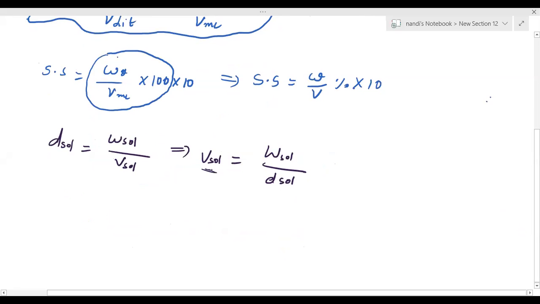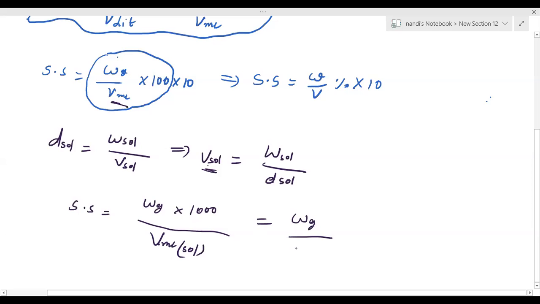So wherever V is there, I can substitute W by D solution. So here the volume term, I'm going to substitute in place of V, W by D solution. So strength of solution equals W grams of solute into 1000 by V ml of solution. This is solution, sir. So in place of V solution, I'm going to write W solution by D solution. So W grams by W solution by, sorry, density solution.